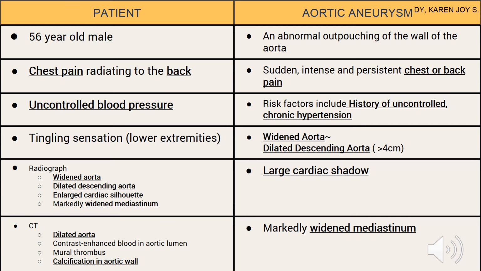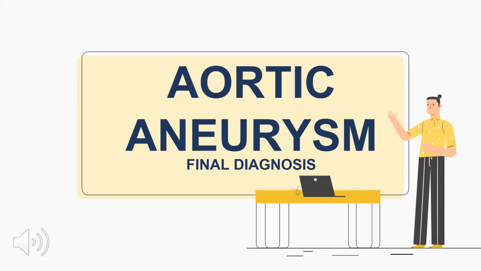Comparing the presentation of the patient with aortic aneurysm, which would present as an abnormal outpouching of the wall of the aorta, sudden, intense, and persistent chest or back pain. Risk factors include history of uncontrolled chronic hypertension, widened aorta, dilated descending aorta greater than 4 centimeters, a large cardiac shadow, and a markedly widened mediastinum. So our final diagnosis is aortic aneurysm.